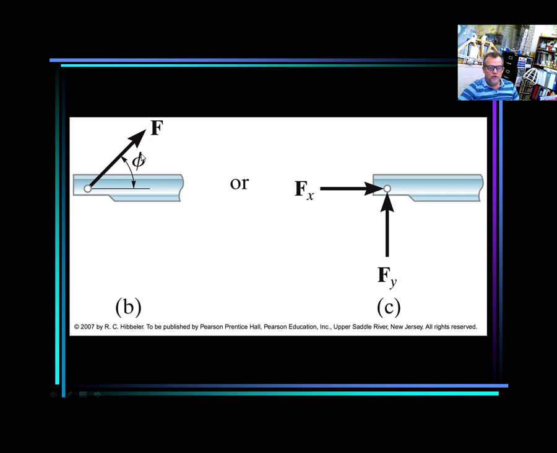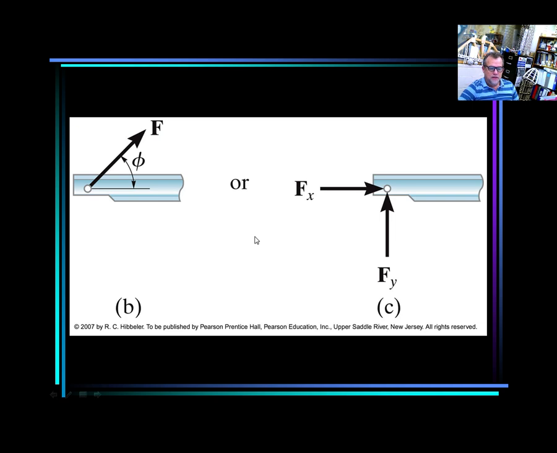So if you want to convert this into x and y, you're going to say F cosine of the angle and F sine of the angle, but you don't know the angles. So if you're going to have two unknowns, I would rather have the two unknowns like that and not like this.